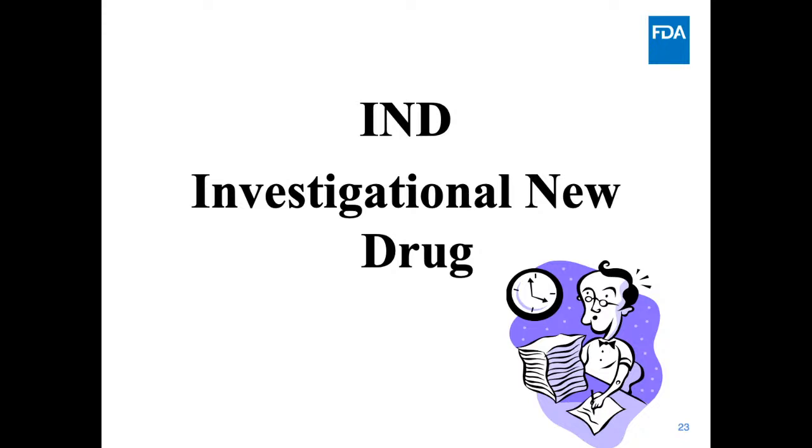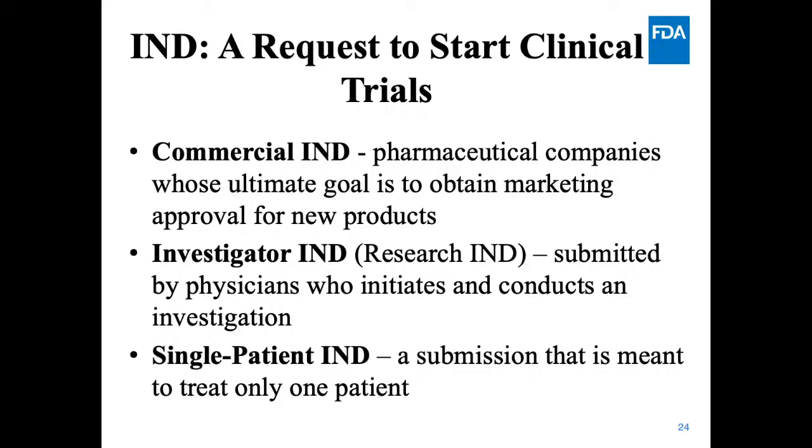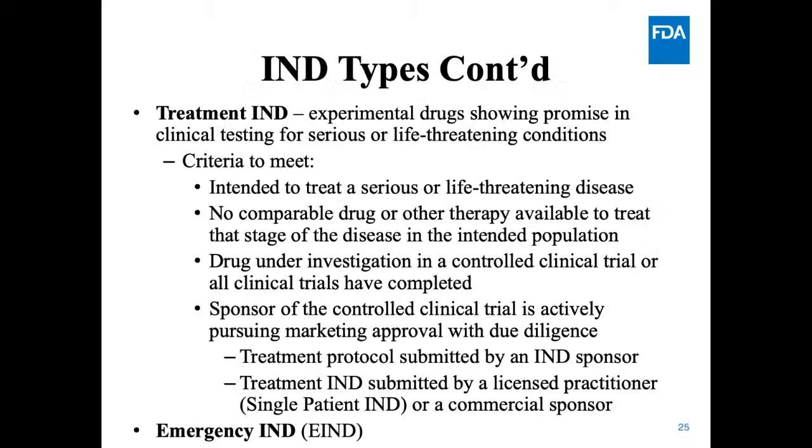So after you have done the pre-IND, now comes the investigational new drug, IND. What are the things that you have to take care of? It is a request to start clinical trials. A commercial IND is possible, an investigator IND, and a single patient IND. The commercial ones are for pharmaceutical companies, whose ultimate goal is to obtain marketing approval of a new product. Whereas the investigator INDs are submitted by physicians who initiate and conduct investigations. And a single patient IND is a submission that is meant to treat only one patient.